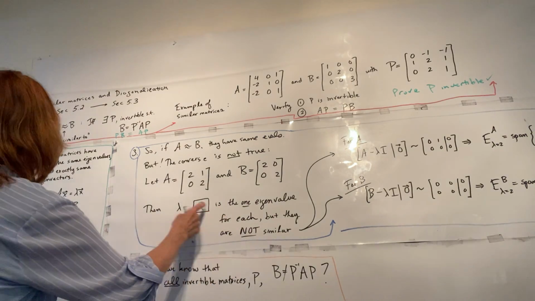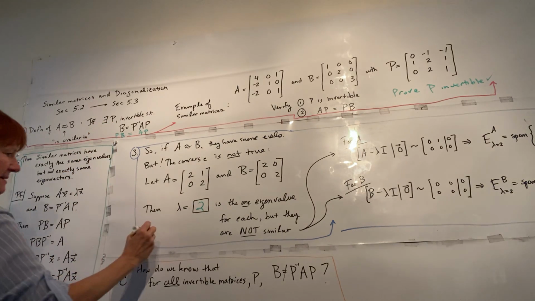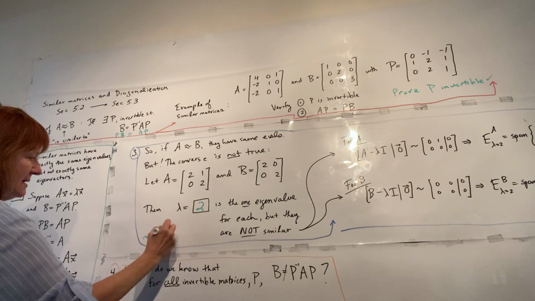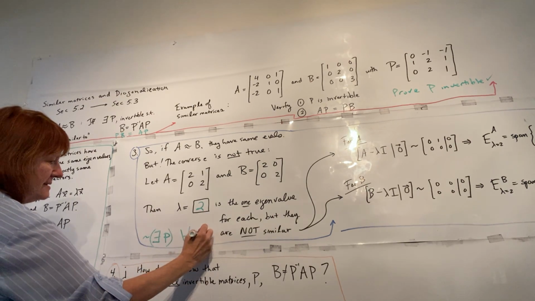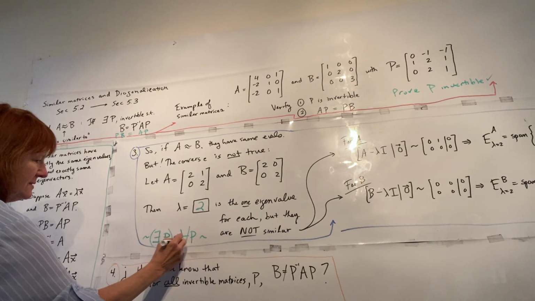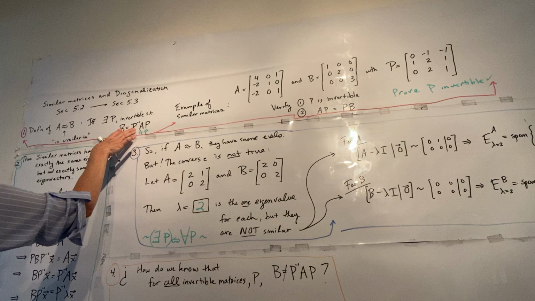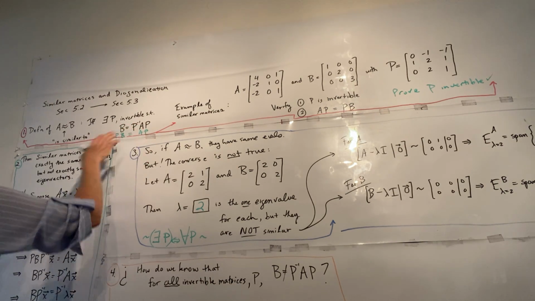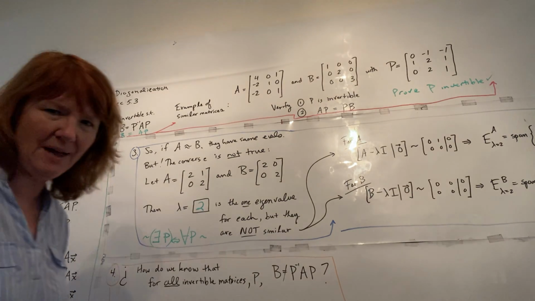Now to say something's not similar means that such a P does not exist, okay? So if somebody was saying that something exists and you negate that statement, that means you're saying for all P, it's not the case that whatever follows. This is logic. For all invertible P, it's not the case that B could be set equal to P inverse AP. For all invertible matrices. How would you prove that?